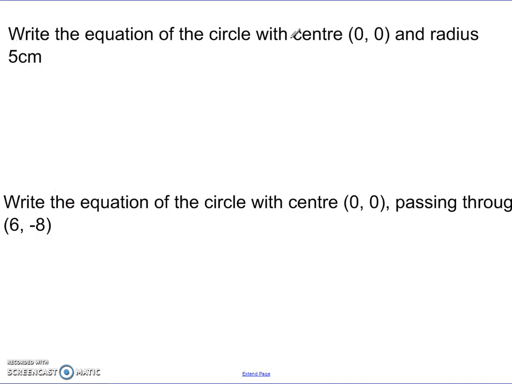Imagine I've got a circle, center 0, 0, and a radius of 5 centimeters. I want to write down the equation of that circle. Well, our center is 0, 0, our radius is 5, so we know r equals 5. So if I do r squared, that's equal to 25. Now we said before that the equation was x squared plus y squared equals r squared. So in this case, x squared plus y squared equals 25.